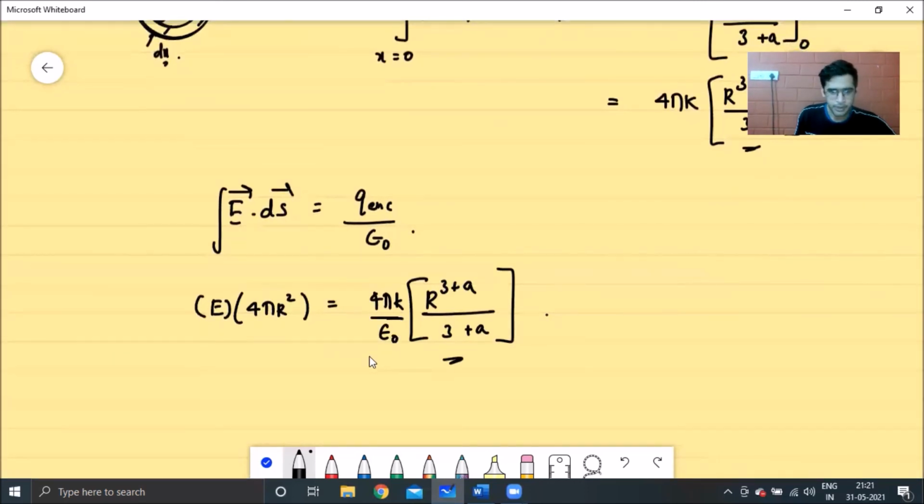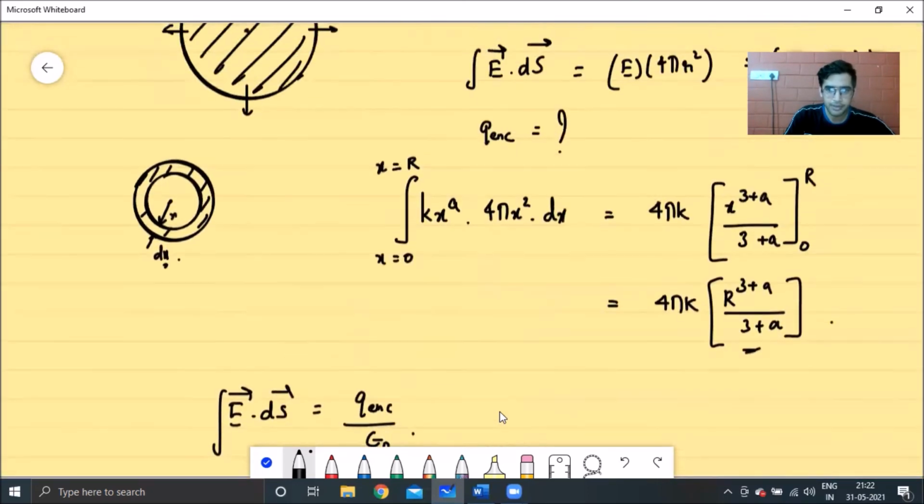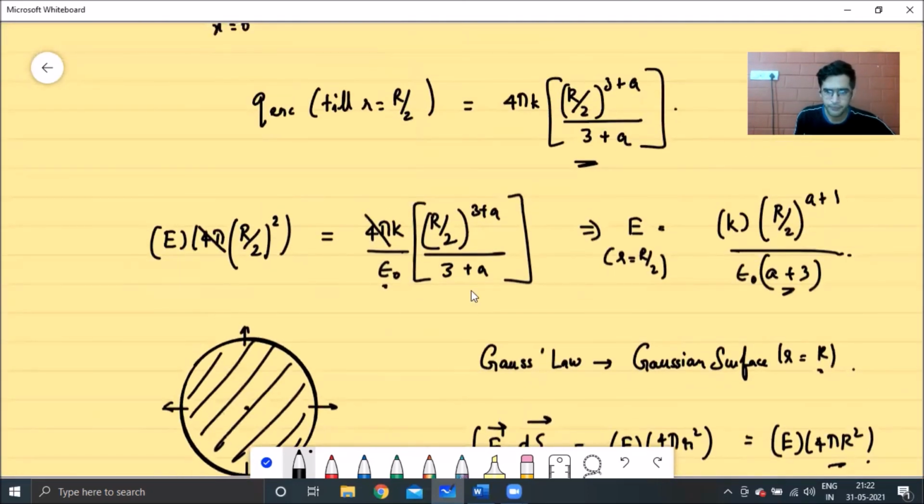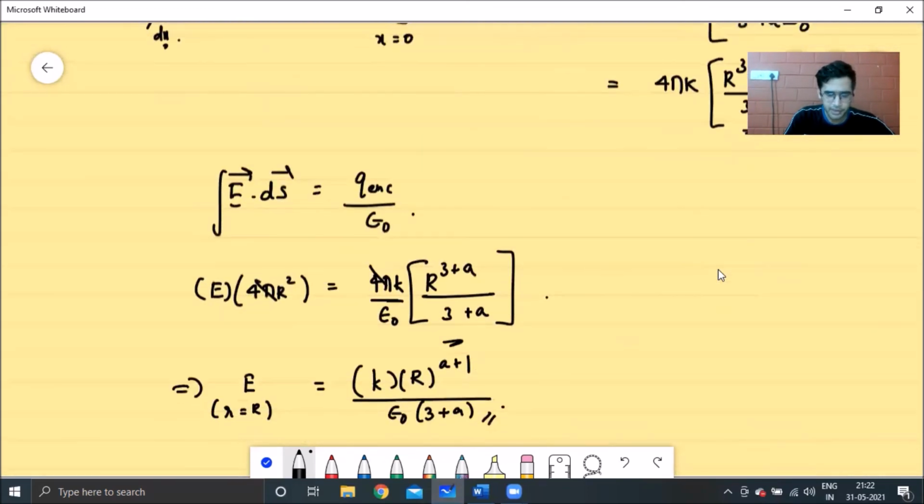So what do we get the electric field value at r is equal to capital R? We get the electric field value at r is equal to capital R to be equal to, 4 pi gets cancelled. We're left out with k into r bar a plus 1 by epsilon naught of 3 plus a. Now we have calculated what the electric field at r is equal to r by 2 is. That was equal to this expression. And we have also calculated what was the electric field at r is equal to r. That was equal to this expression.